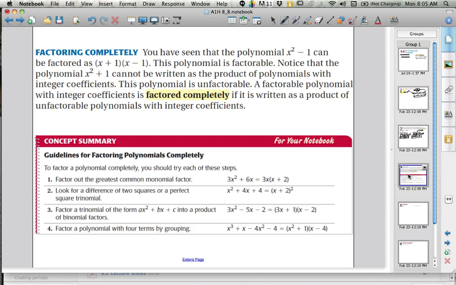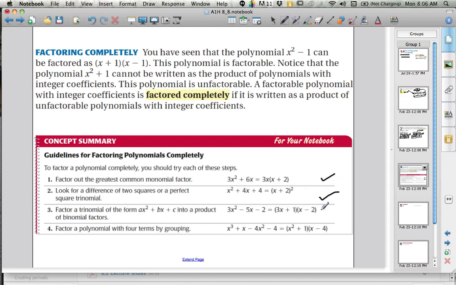Okay, so when we talk about factoring completely, we've learned a lot of different things. First thing we always want to do is see, can we factor out the greatest monomial factor? Can we factor a monomial factor out? Then we want to look to see, does it fit one of these special patterns, difference of 2 squares or a perfect square trinomial? Because these are things that are easy to do. They don't require a lot of thought. They just require identifying something.